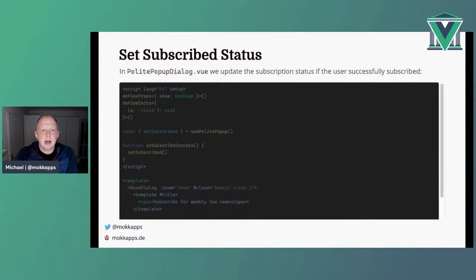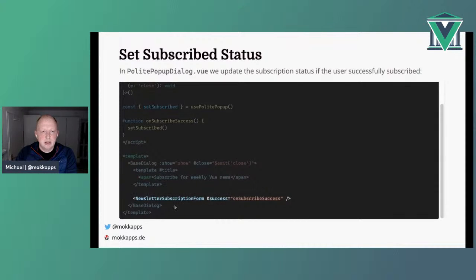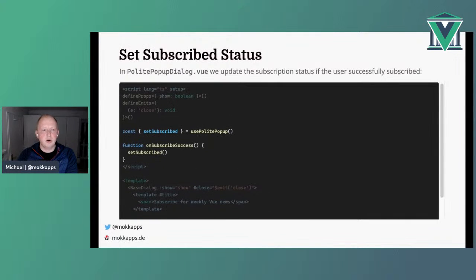Finally, let's take a look at how we can update this subscribe status, because somewhere some Vue component needs to call this setSubscribed method. In this example, we are in the polite pop-up dialog component. So this is the Vue component that renders the polite pop-up. And here we use our usePolitePopup composable and call the setSubscribed method on subscribe success. So we have here the newsletter subscription form. And if the subscription was a success, we call the setSubscribed method of our composable.